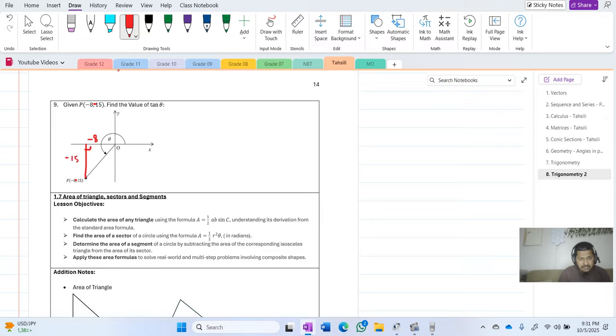So we want to find the value of, not tan theta, let's find each one. Let's find sin theta, and the value of tan theta as well. So what is cos theta? Adjacent over hypotenuse, so minus 8 over 17. Sin theta is negative 15 over 17, and tan theta is opposite over adjacent, negative 15 over negative 8, which is 15 over 8. I hope you guys understood everything.